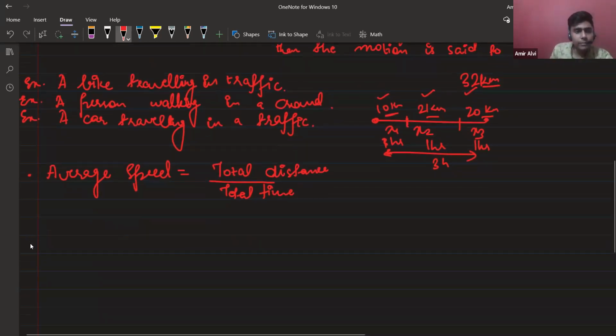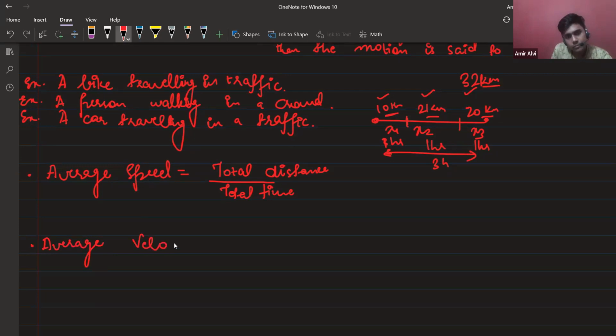Now, can you tell me what is basically the formula for average velocity? Total displacement by total time. Okay, total displacement by total time. Alvina, I got your answer here.